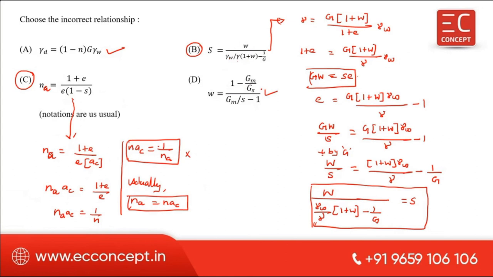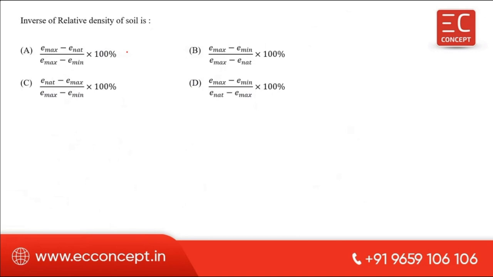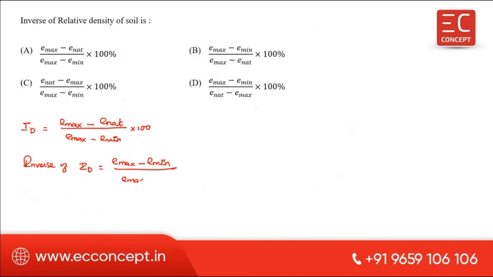Now, the inverse of relative density of soil. We know that relative density, or density index, is equal to (e max minus e natural) divided by (e max minus e minimum), into 100. This is the actual density index formula. But what is the inverse? The inverse of density index is equal to (e max minus e minimum) divided by (e max minus e natural), into 100. So the answer for this question is this inverse.